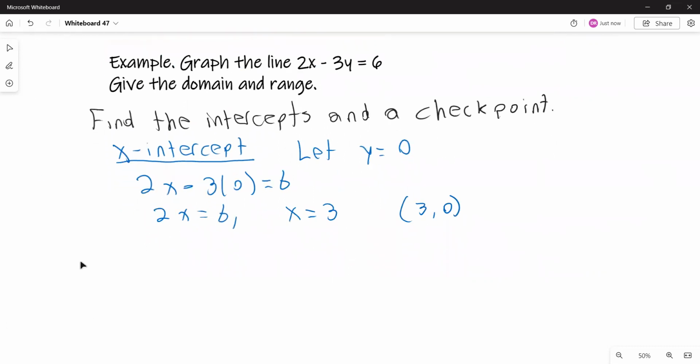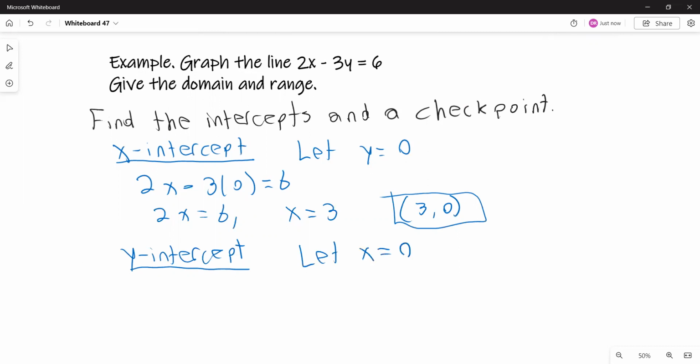Now let's plot the y-intercept. To find the y-intercept, we let x be 0. We plug it in. So the opposite of 3y is equal to 6, and y is -2. The y-intercept is then (0, -2).